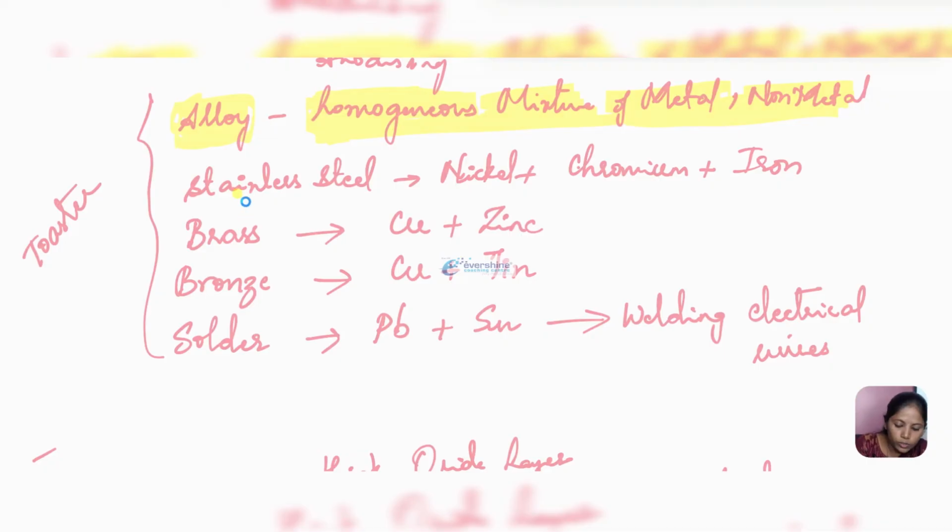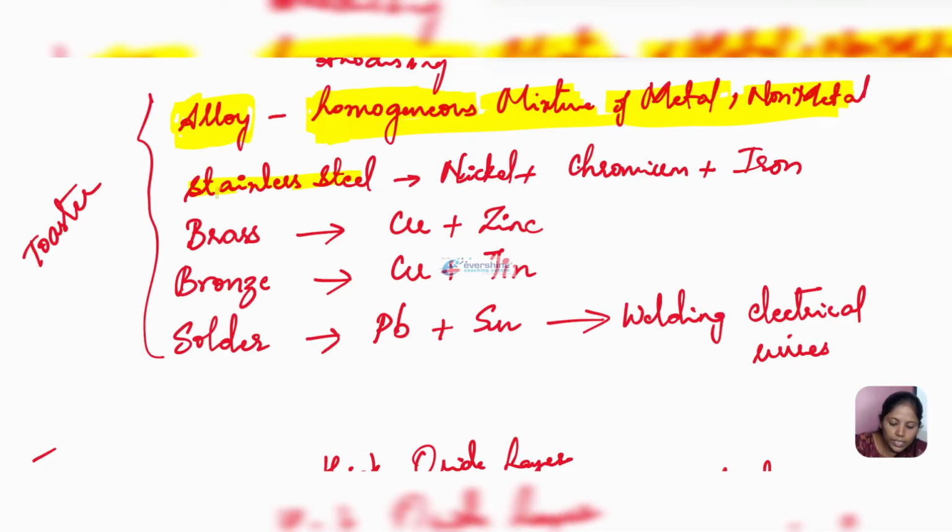For alloys we have so many examples. One is stainless steel. Stainless steel is a mixture of nickel, chromium and iron. These three metals are mixed homogeneously, then we get stainless steel. Next, brass. Brass is an alloy of copper and zinc. Bronze is an alloy of copper and tin. Solder is an alloy of lead and tin. Where will we use this solder? In the welding of electrical wires.